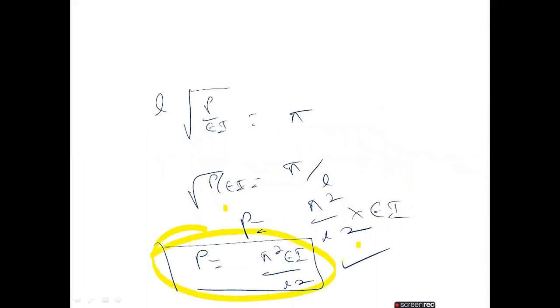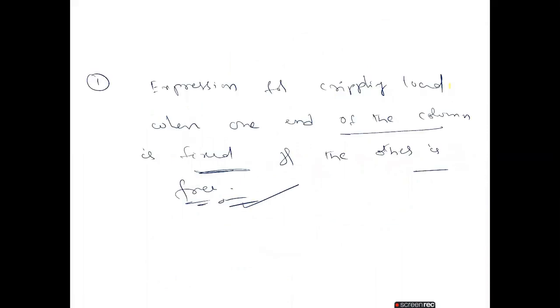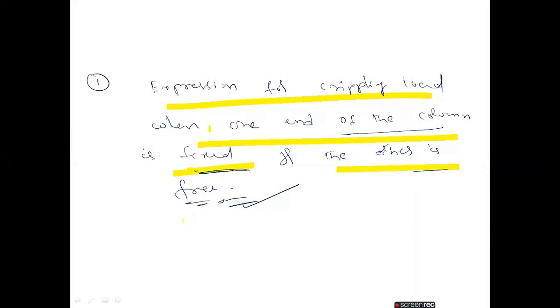So for the first condition, P equal to pi square EI by L square. So we use this one in the formulas. Once we start the formulas, we will use this one. Okay. The second condition: expression for the crippling load when one end of the column is fixed and the other end of the column is free. So this is the second condition in the Euler's theory for the column.